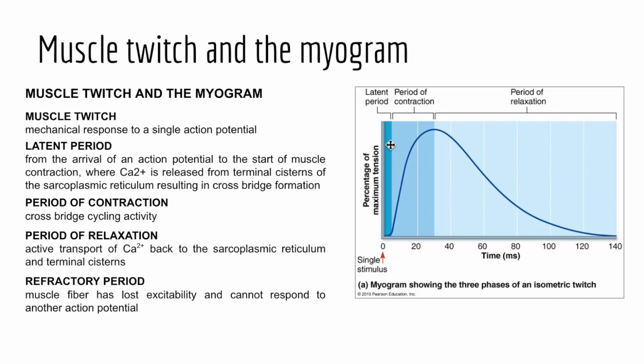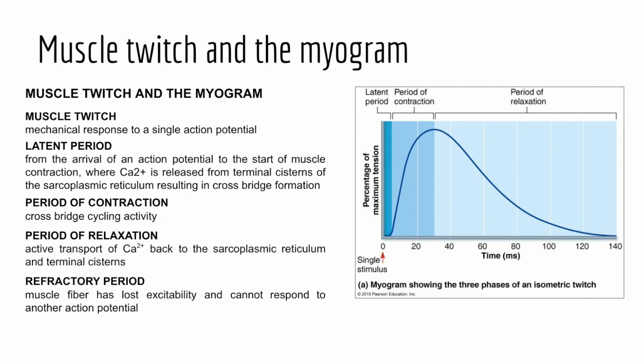We see this blue color right here labeled latent phase or latent period. Sometimes it's called a lag phase. This period or this phase is going to represent the time that elapses between the generation of the action potential at a muscle fiber and the start of muscle contraction. During this time, we see calcium ions are going to be released from the terminal cisterns or the sarcoplasmic reticulum. Those calcium ions are going to bind to troponin.